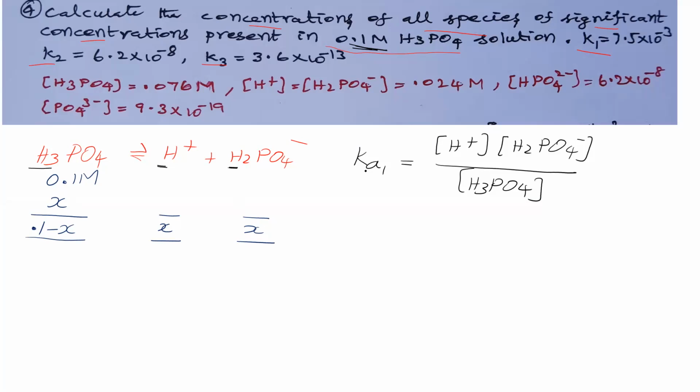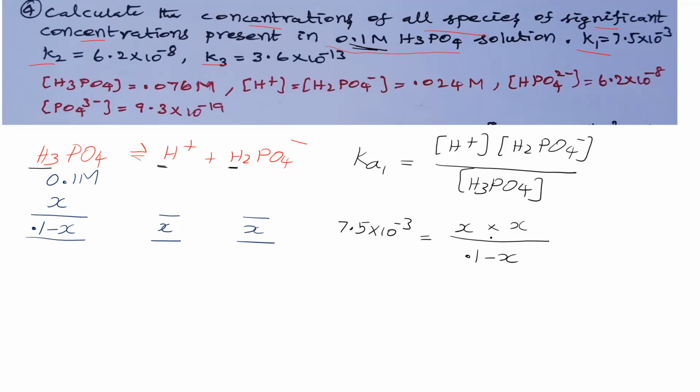Now we will go for equilibrium constant Ka1, that is equal to, right side things we will write in the numerator, left side thing we will write in the denominator. Now we will substitute Ka1, 7.5 into 10 to the power of minus 3. Concentration of H plus is x. Concentration of H2PO4 minus is x. Concentration of H3PO4 is 0.1 minus x.